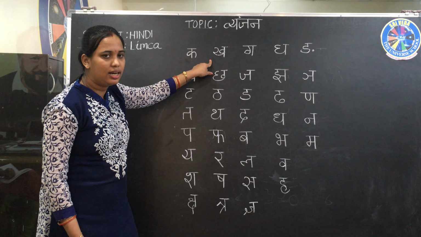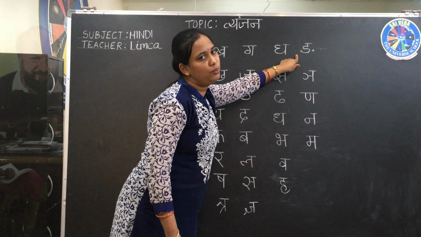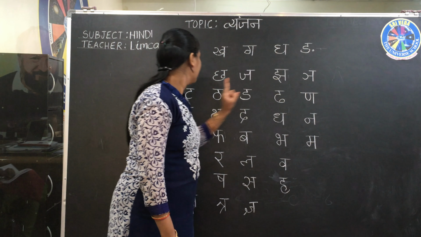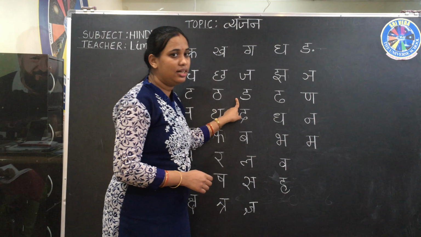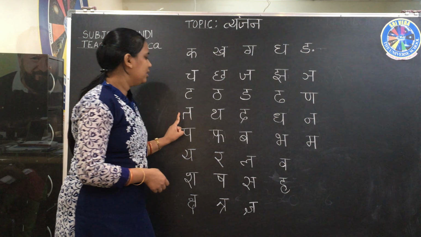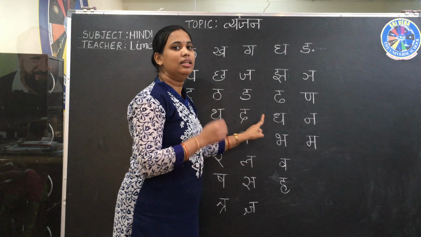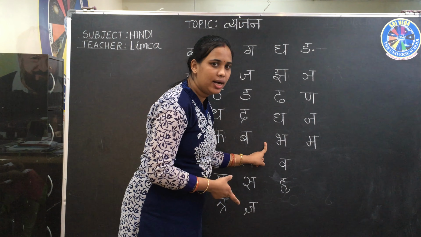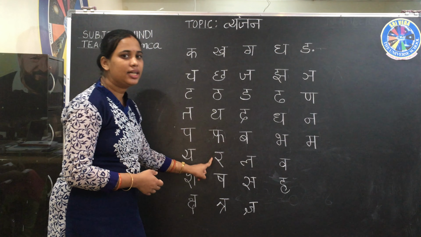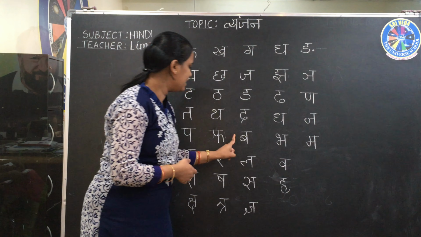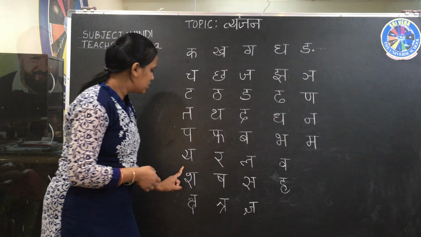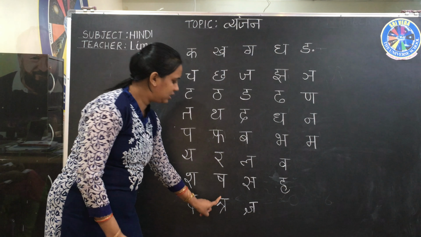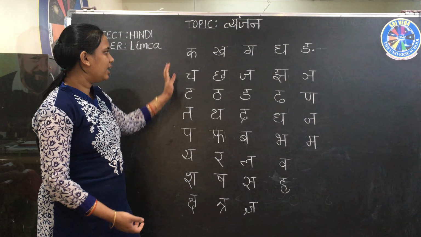Ka, kha, ga, gha, nga. Cha, chha, ja, jha, nya. Then ta, tha, da, dha, na. Ta, tha, da, dha, na. Pa, pha, ba, bha, ma. Ya, ra, la, va. This is only ba. This is va. Sha, sha, sa, ha, ksha, tra, gya.